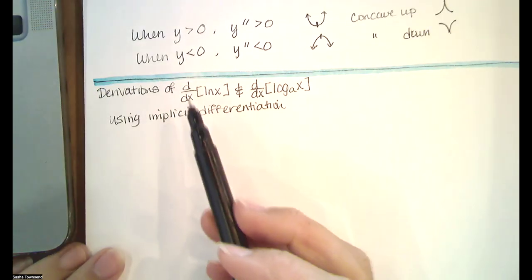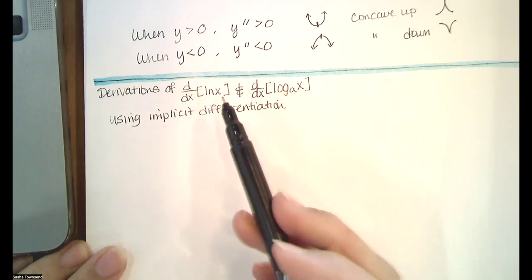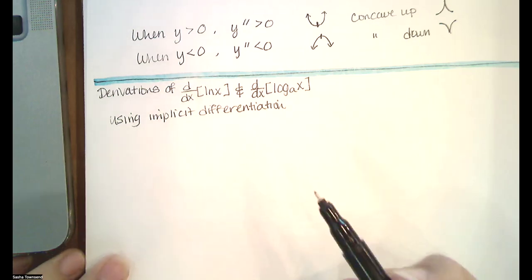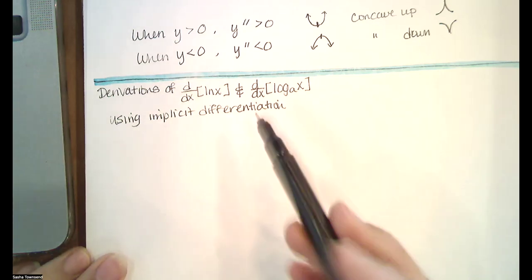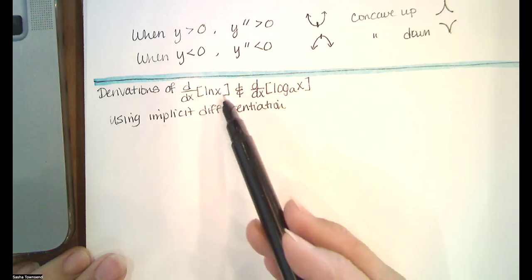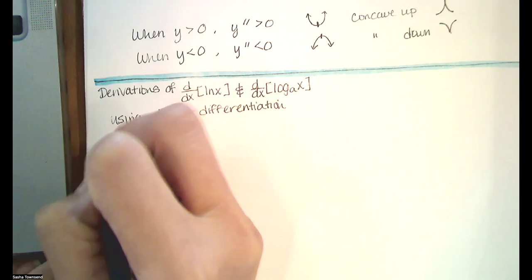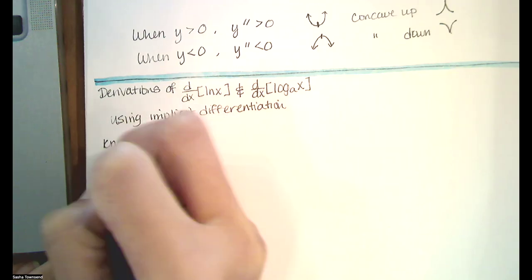In this video, we look at the derivations of the derivative of the natural log function and log base a of x using implicit differentiation. We'll also look at the graphs of the natural log of x and its derivative, and log base a of x and its derivative. But here are some things that are known.